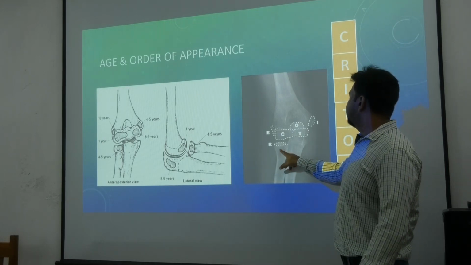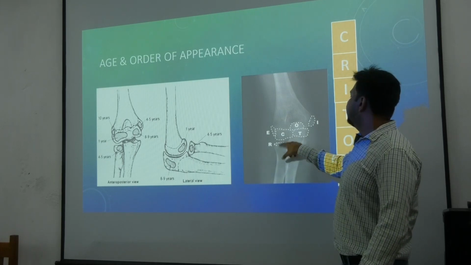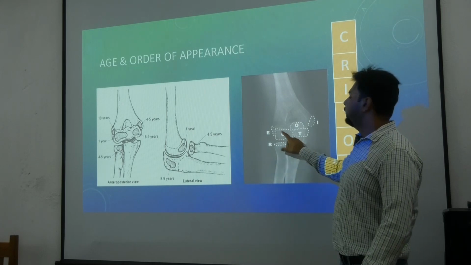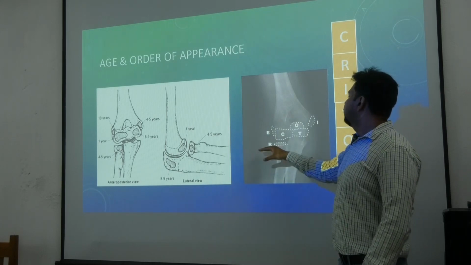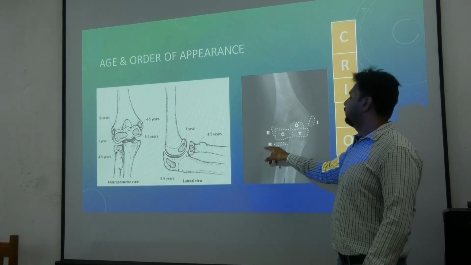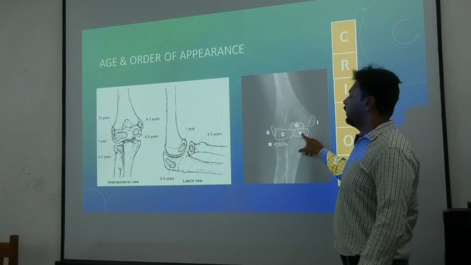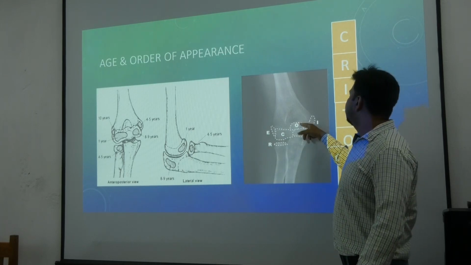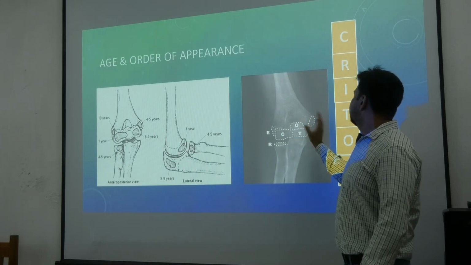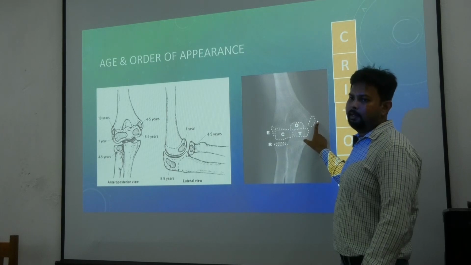In X-ray you can identify those things. Just above the radial head is the capitulum. Lateral to it is the lateral epicondyle. Here is the trochlea. Above the trochlea is the olecranon process, and just medial to it is the medial epicondyle, or internal epicondyle.